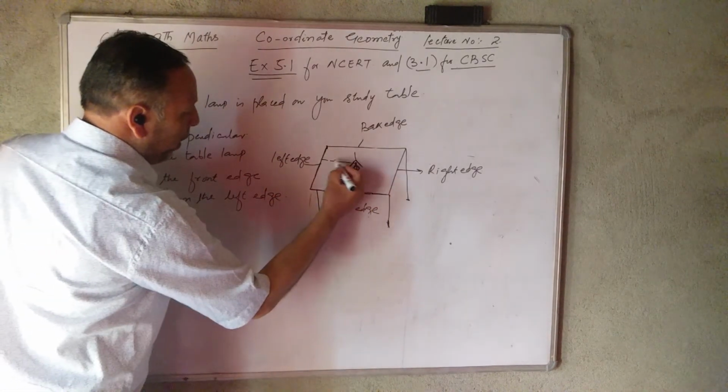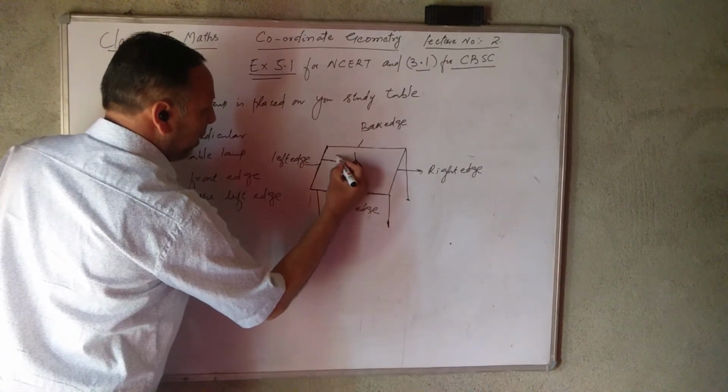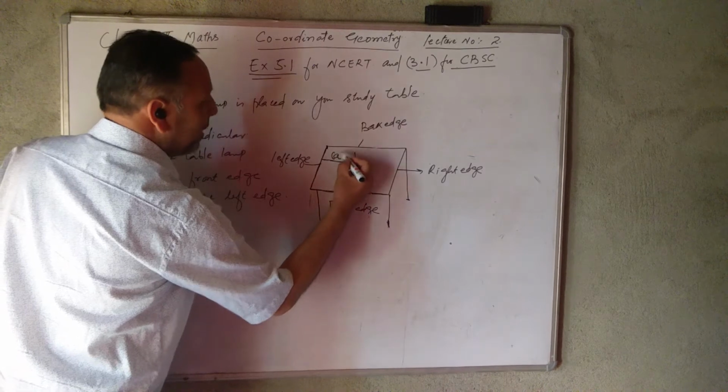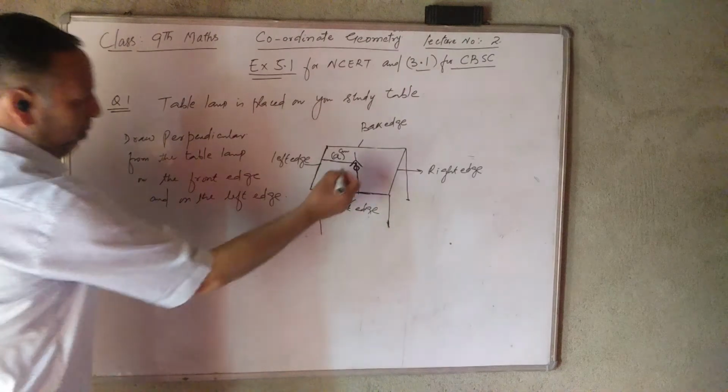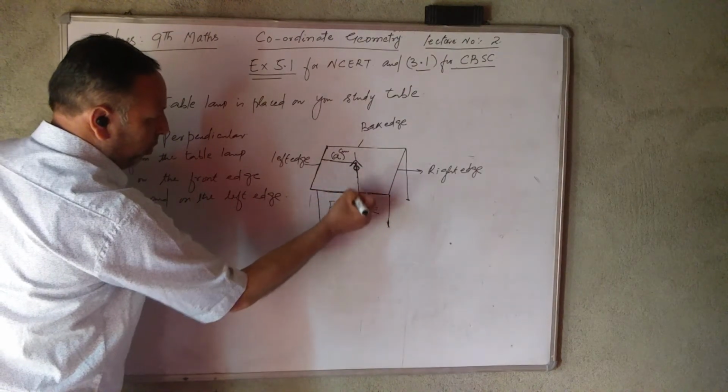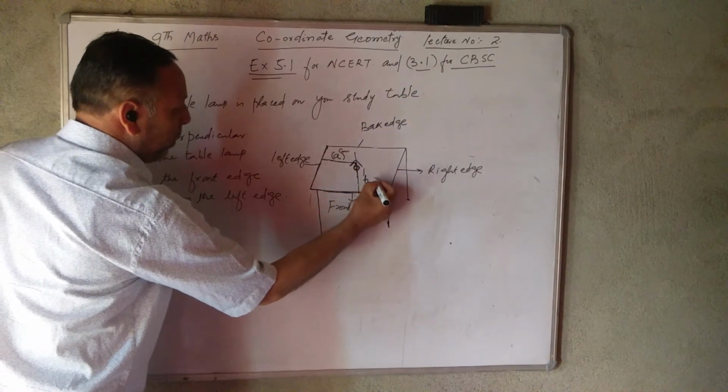Measure this perpendicular distance from the left edge. Let it be a centimeter. And measure this distance from the front edge. Let it be b centimeter.